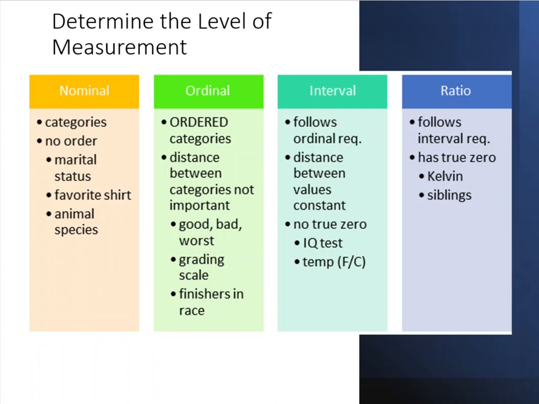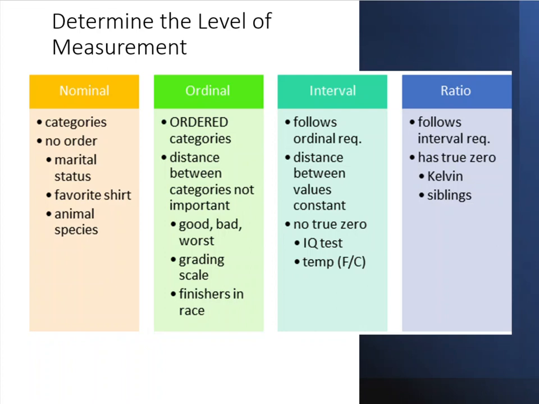As we move to the next level, we have ordinal. An ordinal level of measurement is going to be something that I could rank. If I need to put it in order, that's going to be the ordinal level of measurement. Think about finishers in a race: first, second, third. The order that they finished is obviously important, and therefore we have an ordered category.